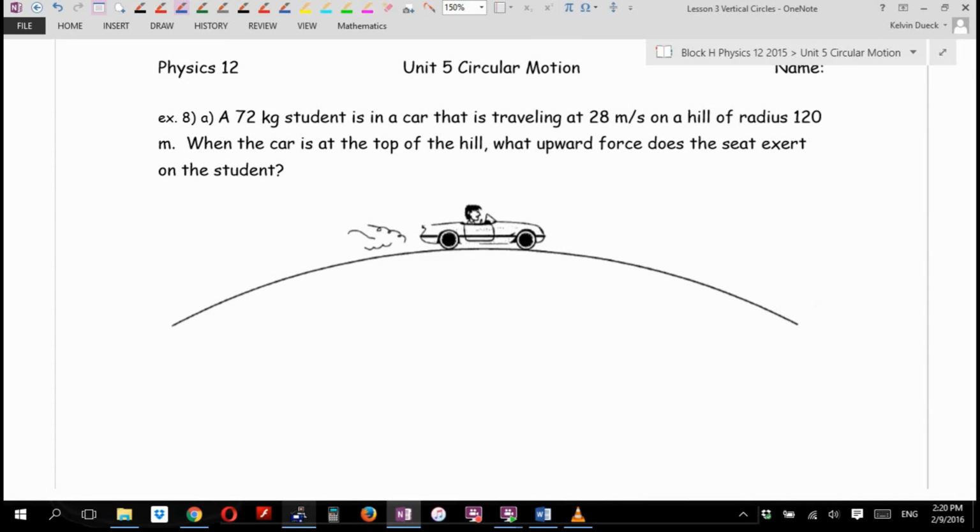It says, when the car is at the top of the hill, what upward force does the seat exert on the student? Manny, just before you go, what is this question asking me to find? Which one, Captain Obvious? There's no such thing as an upwards force of the forces that we've looked at.